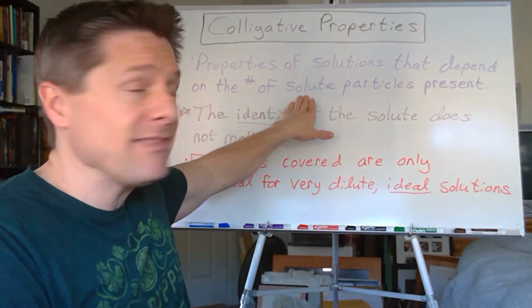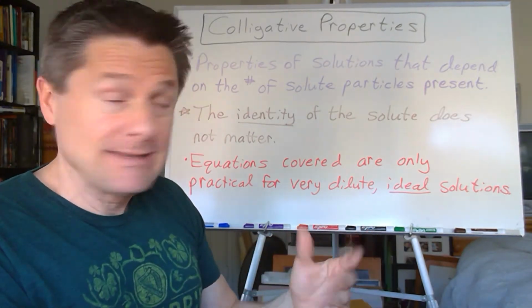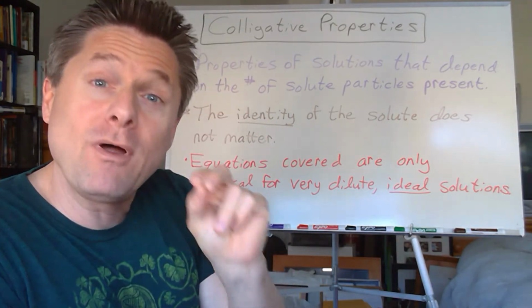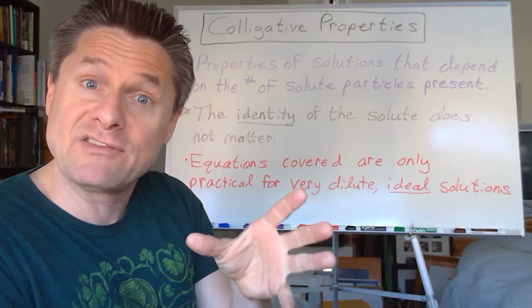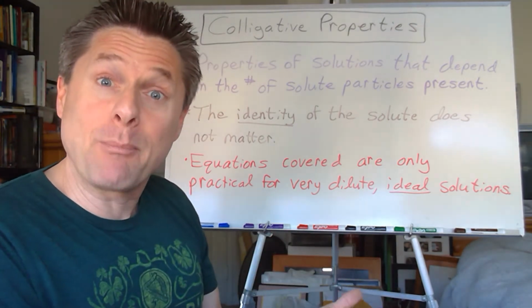But here's some of the main points, and this is just an intro for colligative properties. These are properties of solutions that we can estimate, but it's based only on the number of solute particles present. So if you change the number of solute particles, you alter the property of that particular solution.